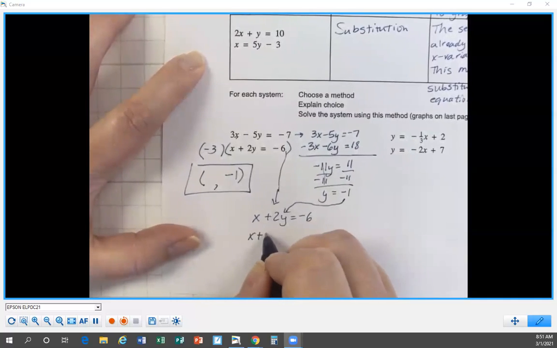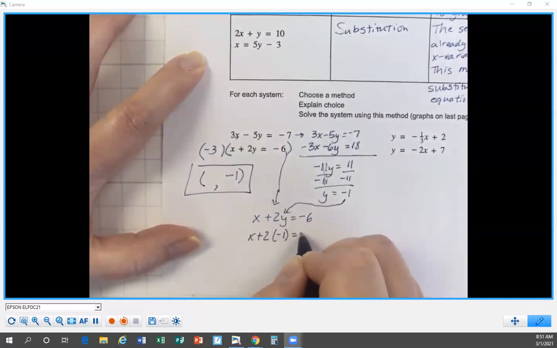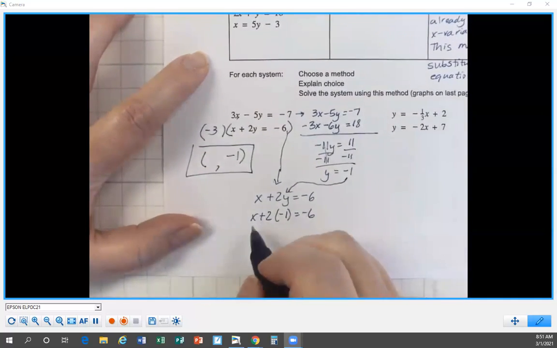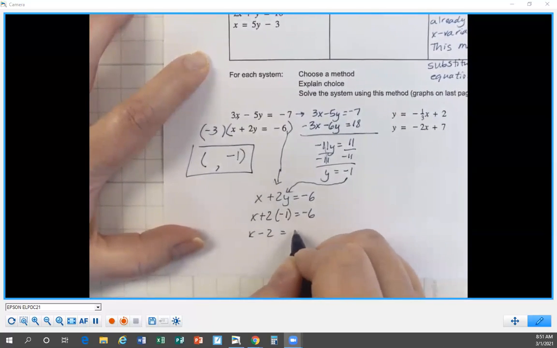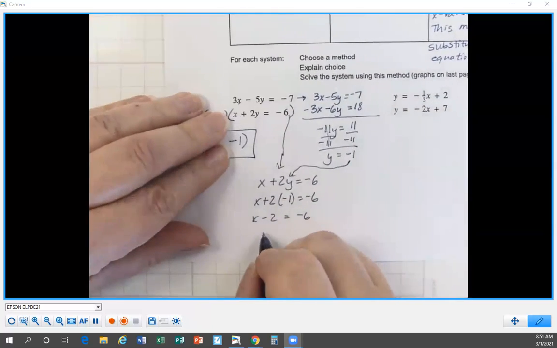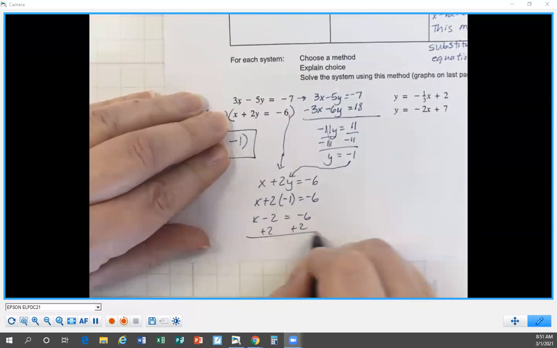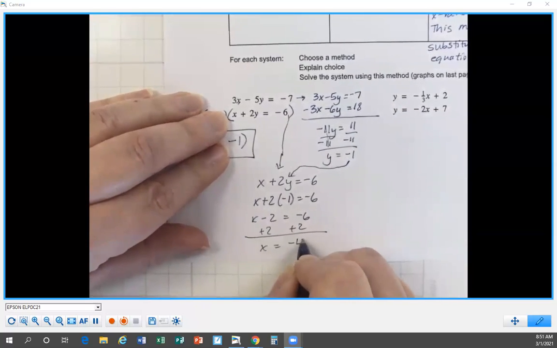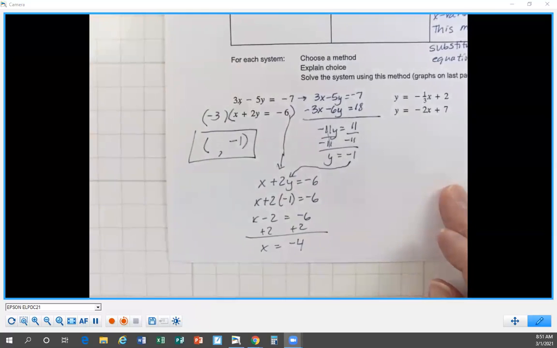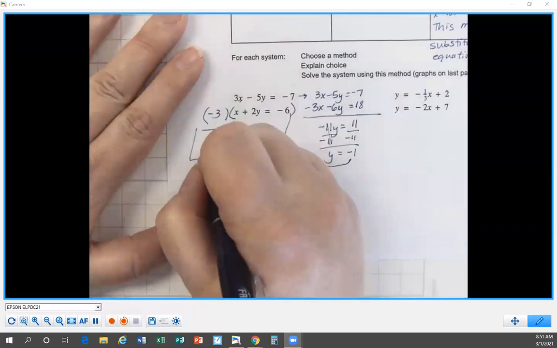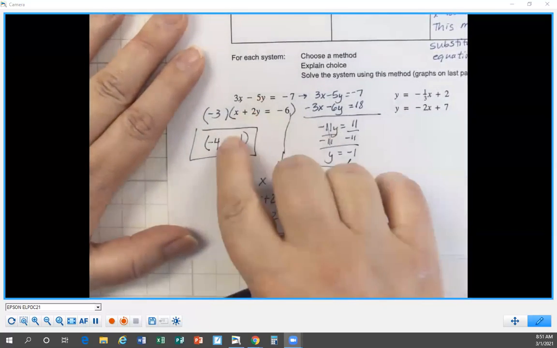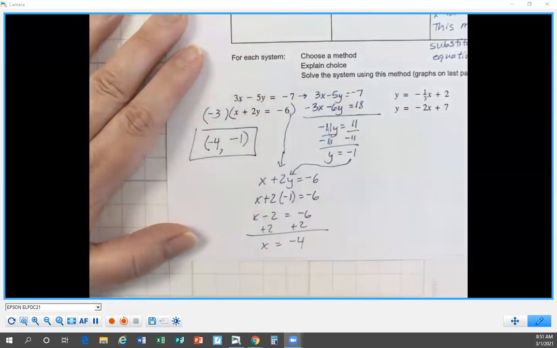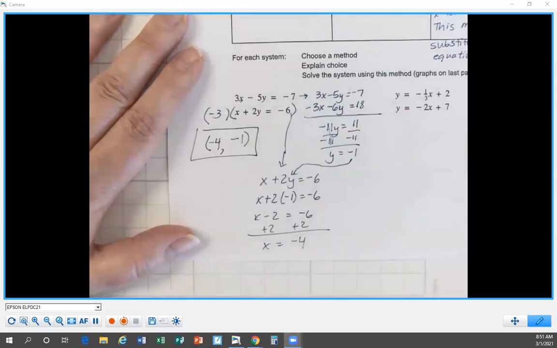So x plus 2 times -1 equals -6. X minus 2 equals -6. Add 2 to each side, x equals -4. Okay, so our solution is -4, -1. And we should sub these in to check. Okay, always check those using your check step.